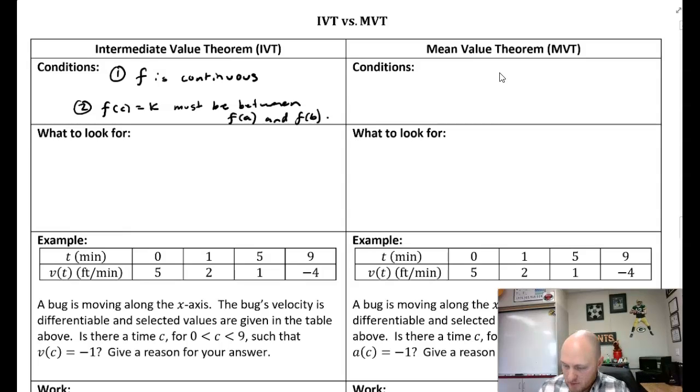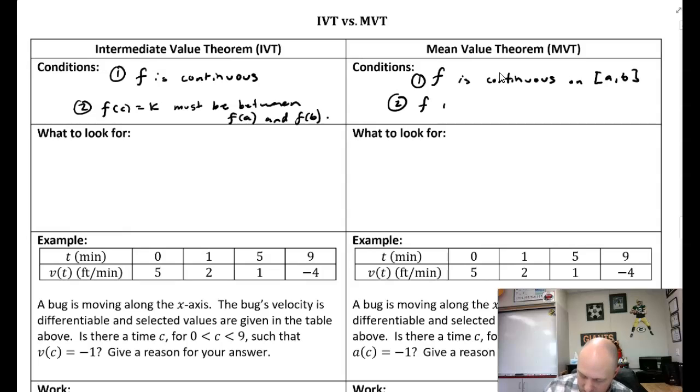Your conditions for the mean value theorem, number 1, f is continuous. And I'm going to put here on the closed interval a comma b. And then number 2, f is differentiable. You're dealing with instantaneous rate of change, so that's how you're going to delineate between these 2. You need differentiability for when you're working with the derivative. Differentiable. And this one is on the open interval, a comma b.